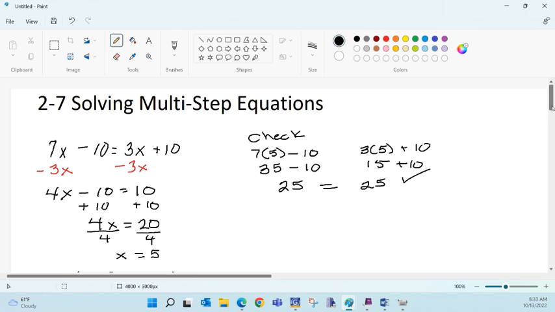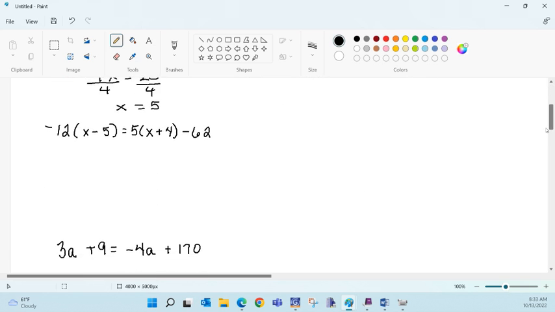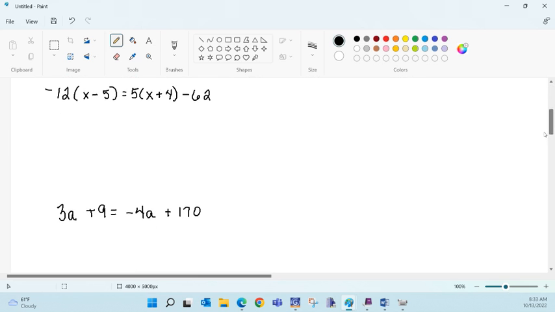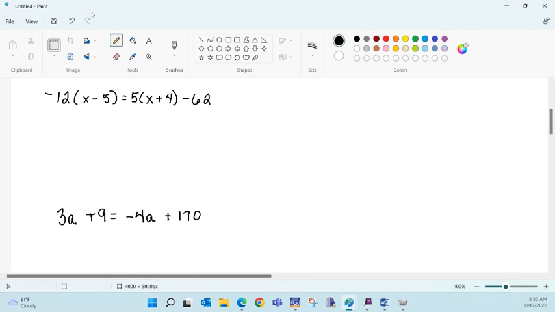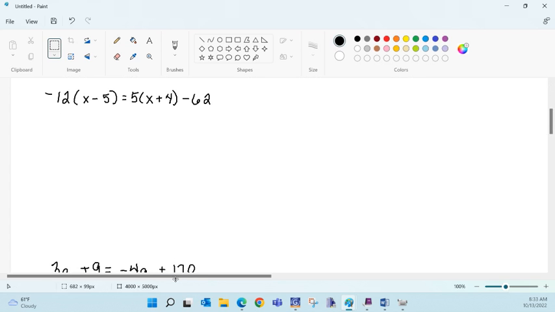Let's look at another one, because sometimes you have simplifying things to do. So here's another one. I may need to move this other one down a little bit to get a little bit more space for working. Move this one out of our way for a minute. Okay, so right here.